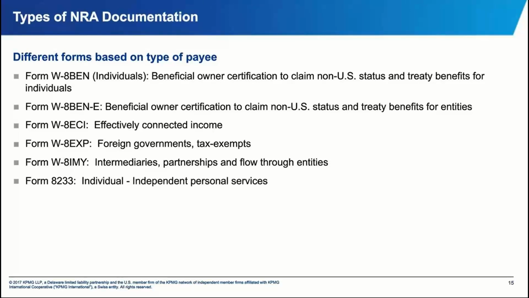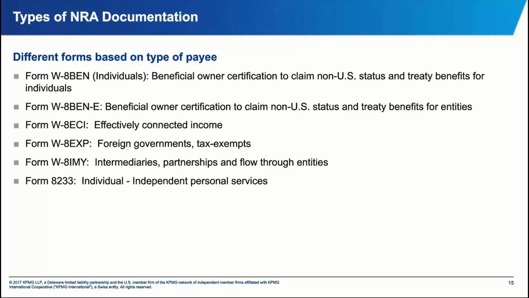And then the final form is this 8233. This is really the oddball form. We've been lobbying with the IRS for over a decade to get rid of this form because it's just so much more difficult. This is provided by an individual that's performing independent personal services, and they're claiming a treaty benefit. The reason this is the oddball form: all of the other forms, you just accept them, you validate them, and you stick them in your file. And if and when you're ever under exam, you would show them to the IRS. This 8233, you have to validate it and then send a copy to the IRS.